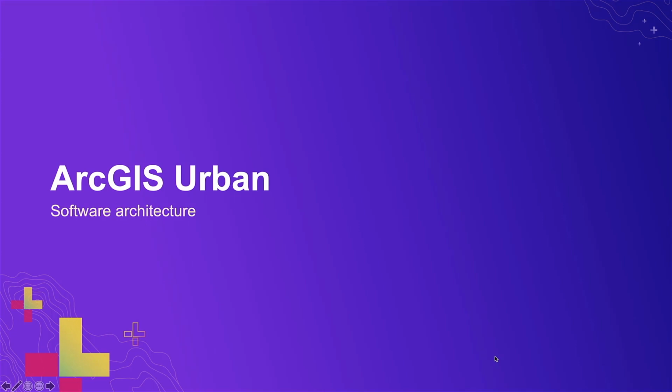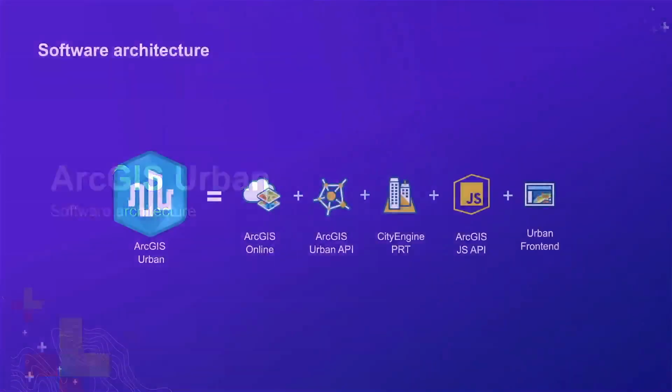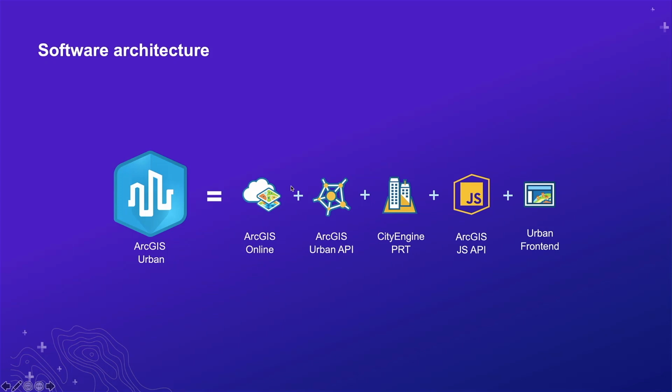So I will try to explain a little bit the software architecture of ArcGIS Urban. Urban is built up on quite a bit of components. First of all, ArcGIS Online is the platform where we store our data, our feature services. On top of that, we've built an ArcGIS Urban API to interface with that. We also use the CityEngine procedural runtime. We use the JavaScript API, and then on top of all these technologies, we put our Urban front end.